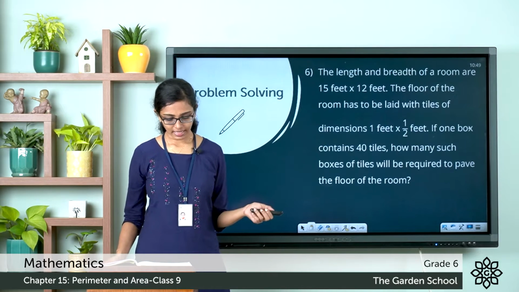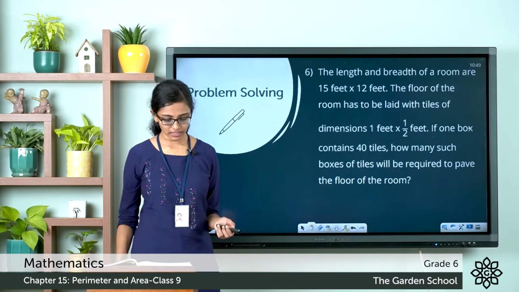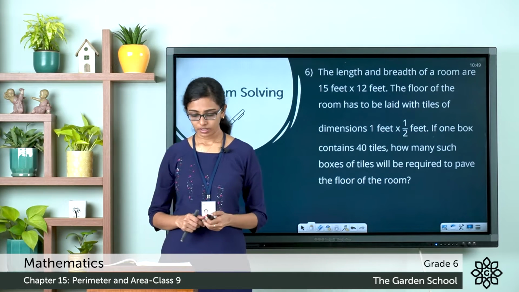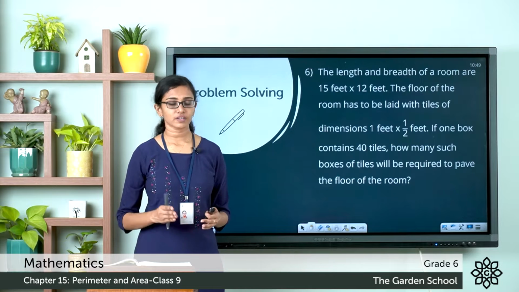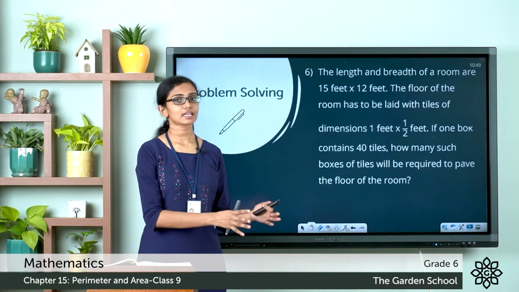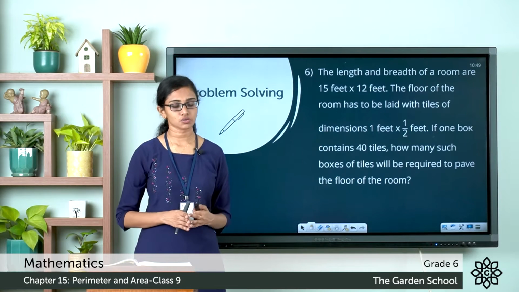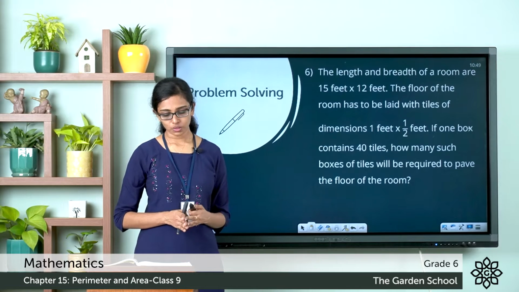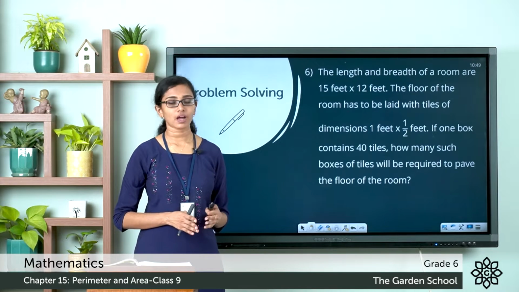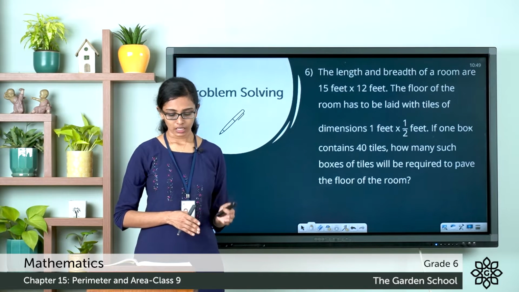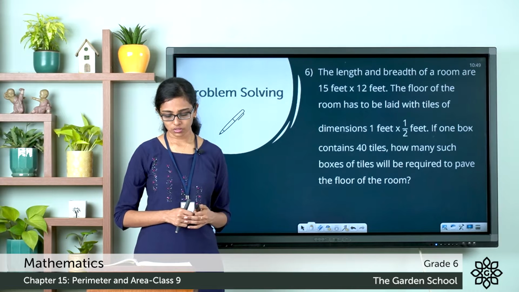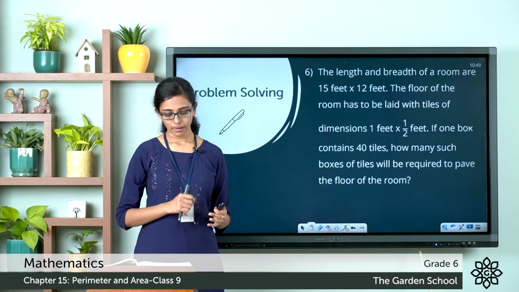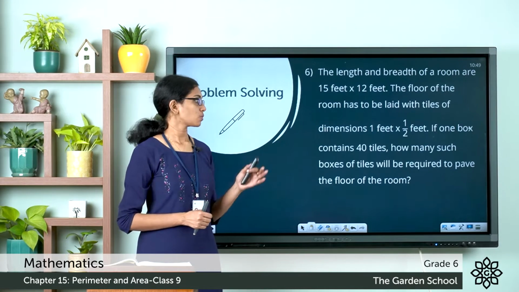It says the length and breadth of a room are 15 feet by 12 feet. So have a look at the textbook. See the question, 15 feet into 12 feet. This means that the length is 15 feet and the breadth is 12 feet. The floor of the room has to be laid with tiles of dimensions 1 feet by 1 by 2 feet. If one box contains 40 tiles, how many such boxes of tiles will be required to pave the floor of the room?